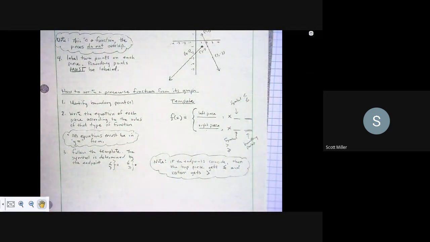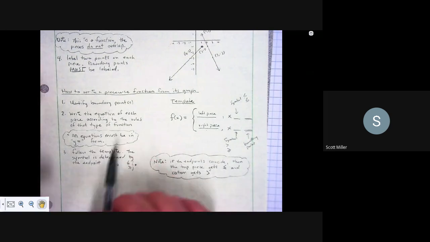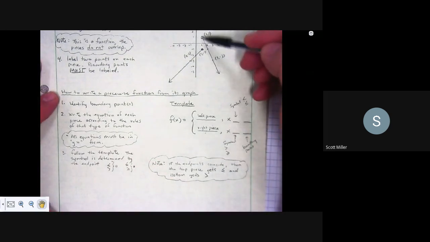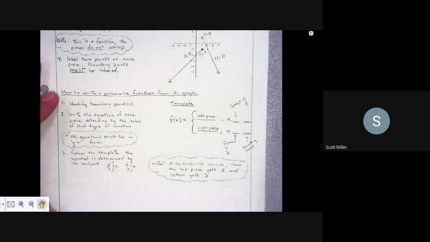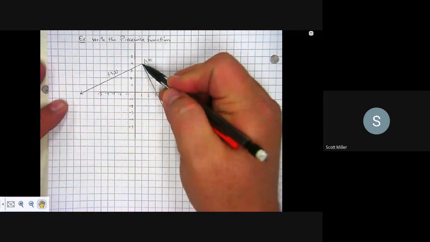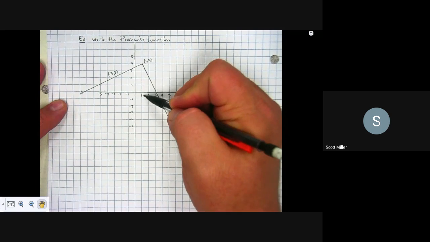First thing first, I'm going to look at my picture. I'm going to identify the boundary points. Okay? The boundary points will either be a break in the graph like this, so you can see clearly what x value is the boundary, in this case 1. Over here, or it's going to be where they have a corner. See, we have a corner right here. That's the separating point or the boundary point. Again, in this particular example, that is x equals 1. So that's important to know also. We're going to write the equation of each piece according to the rules of that type of function.